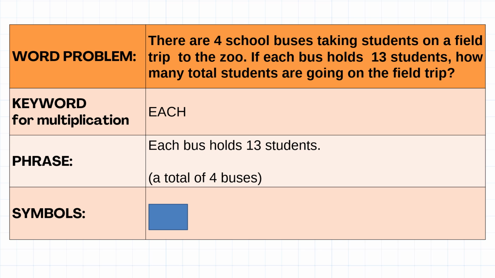Take note, there are a total of 4 buses. So 4 times 13, that will be the representation of the total number of students going on a field trip. So in symbols, again, that is 4 times 13. And that's the final answer.